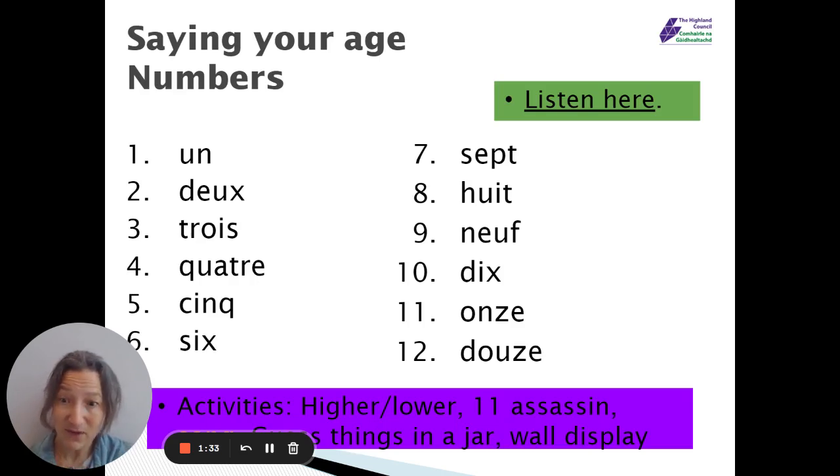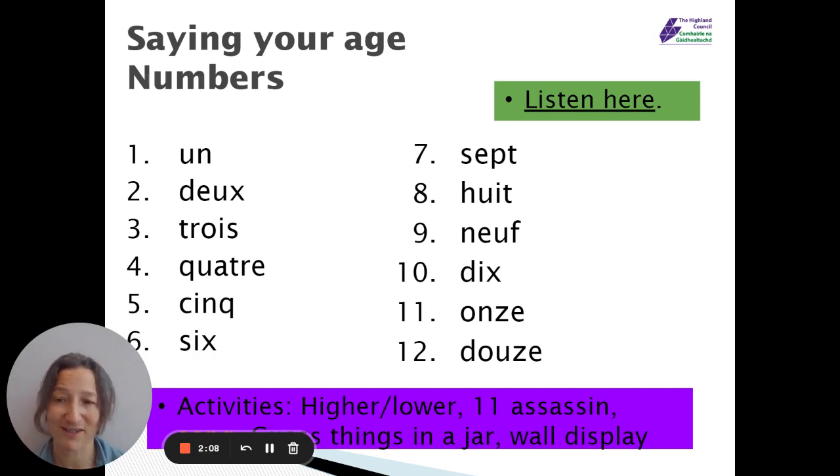So let's start off with the numbers 1 to 12. I'll just go through how we say them. So 1, 2, 3, 4, 5, 6, 7, 8, 9, 10, 11, 12. So it can be useful to use fingers or to maybe use flashcards to help and give a visual.